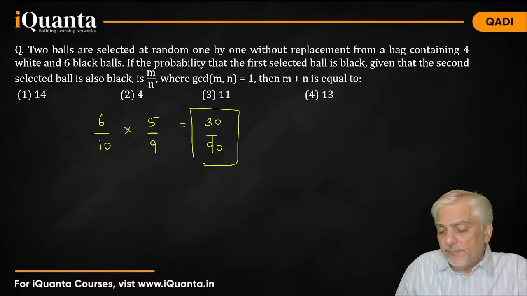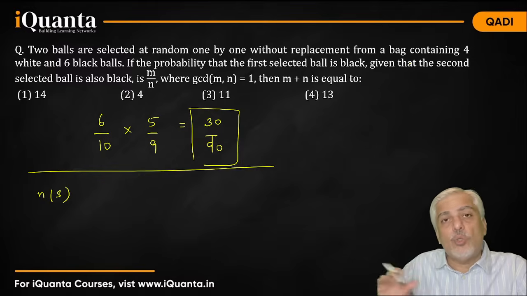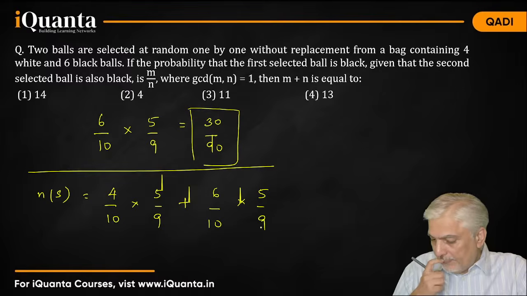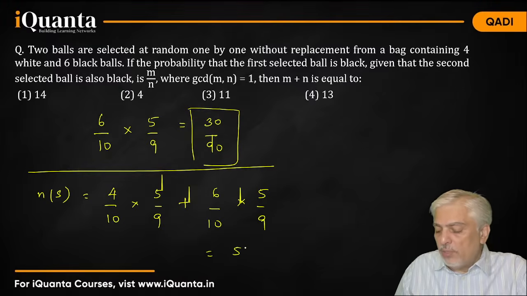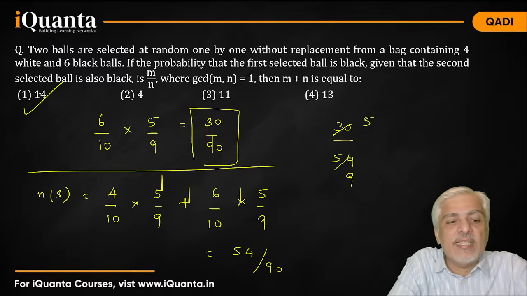Leave it over here. Now the sample space. In the sample space also, this part is already there. The second one is definitely black. That is already told to you. That means the first can be white. So it will be 4 by 10 into, second has to be black, 5 by 9, plus 6 by 10 into 5 by 9. That will become 54 upon 90. So the final answer is 30 upon 54, 5 by 9. The sum is 14. That is the answer.